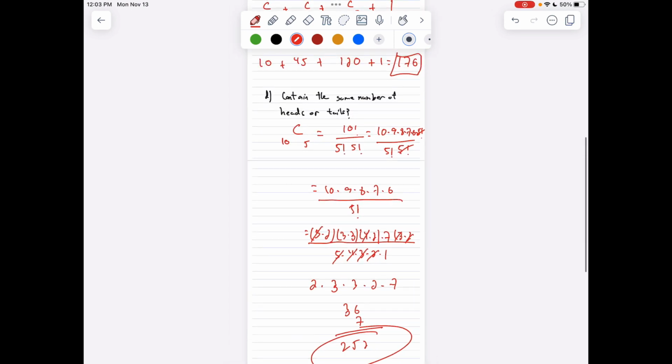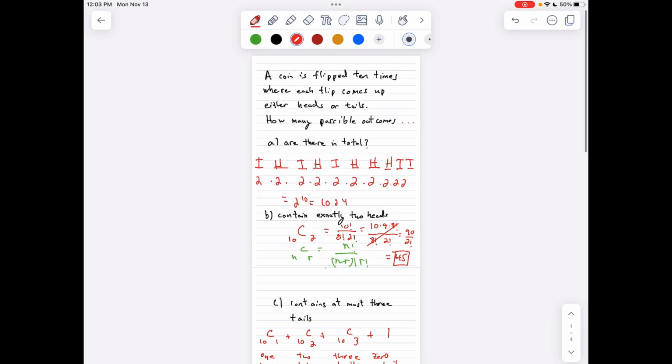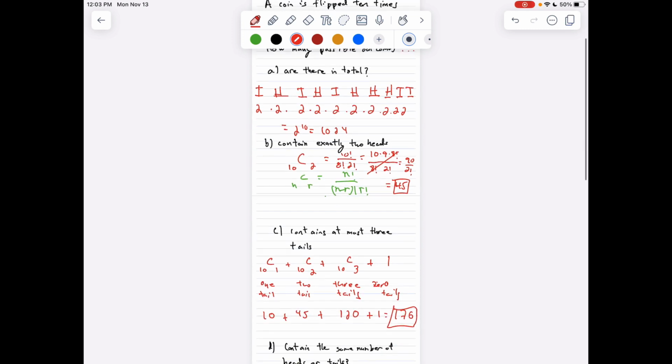So a lot of these questions, you're doing a certain task a certain number of times, and there's a certain number of outcomes. How many possibilities are there? Well, it's a matter of choosing. A lot of the time it comes down to choosing the position where that would happen. So for the 2 heads, it came down to choosing where the 2 heads would appear, and the 3, and the same idea with the at most 3 tails.